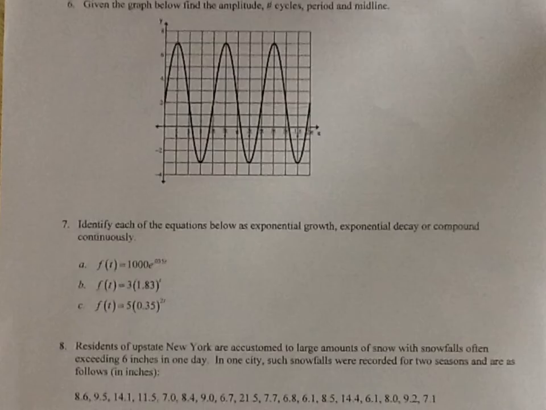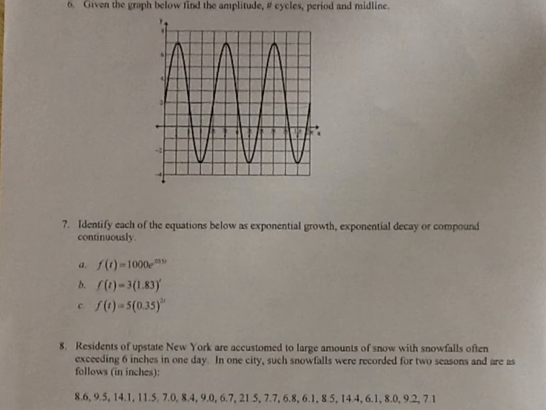Okay, so let's take a look at number 6. It says, given the graph below, you want to find the amplitude, the number of cycles, the period, and the midline. So what you want to do first is find that midline, because you have to find the midline in order to find the amplitude and the rest.